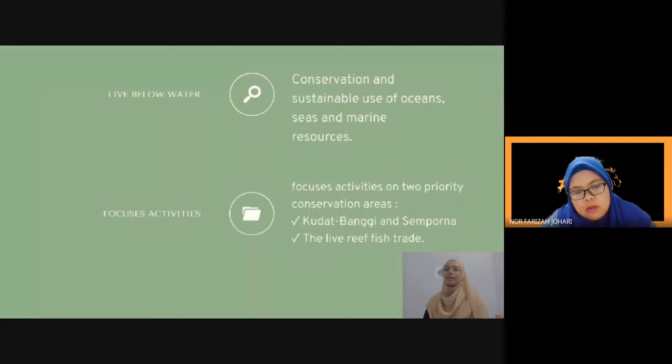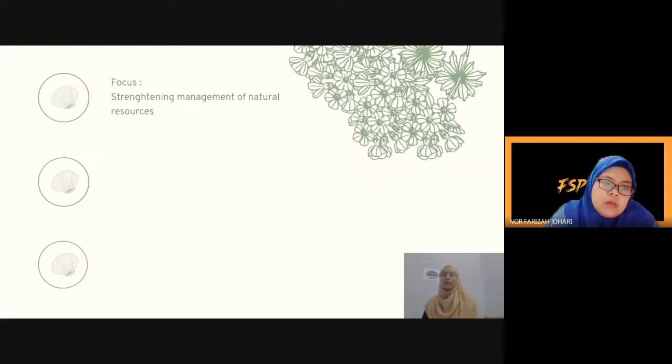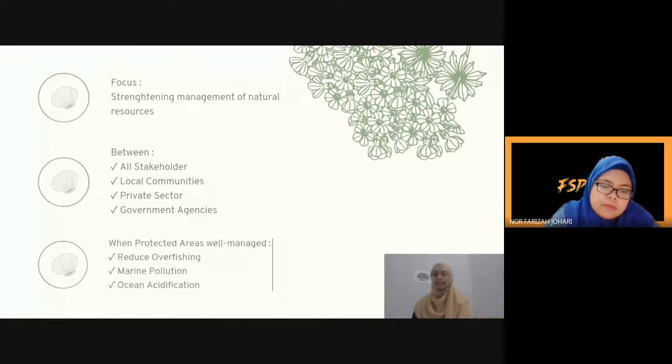The Sulu Sulawesi Marine Ecoregion Program focuses its activities on two priority conservation areas, which are Hudat Bani and Sempurna, and the Live Reef Fish Trade. These programs focus on strengthening management of natural resources by all stakeholders, including local communities, the private sector, and government agencies. Lastly, marine protected areas need to be effectively managed, while resources and regulations need to be put in place to reduce overfishing, marine pollution, and ocean acidification.